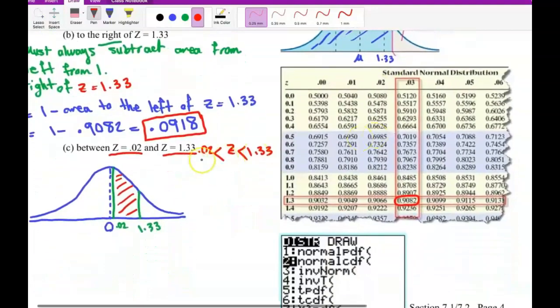Now the other one is z equal to 0.02. Here is 0.0, going to the right, here is 0.2, and we have this one for 0.02, so I'm writing it. That is for when z is equal to 0.02, and this part is when z is equal to 1.33. So this is the area.